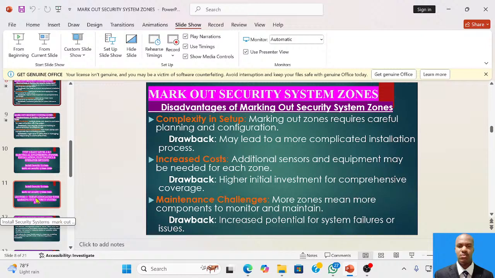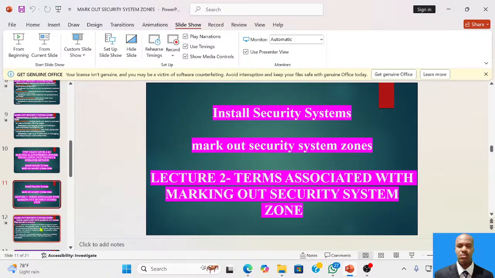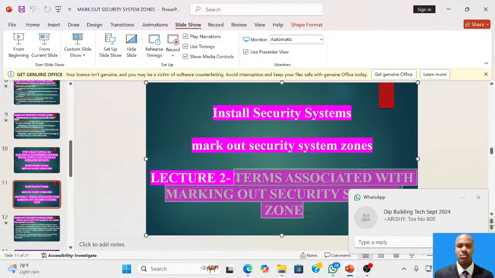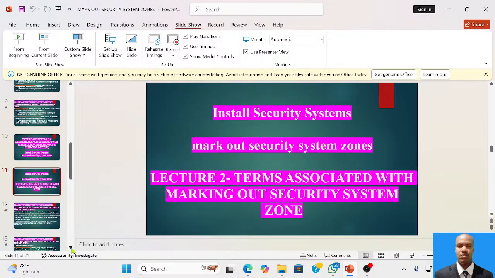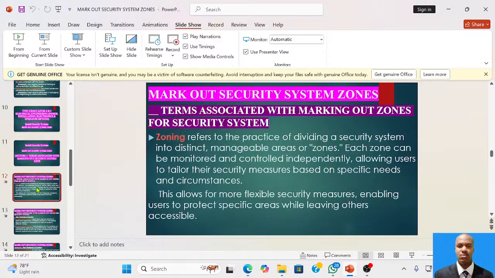And today I want us to continue and look at terms associated with marking out security system zones. We have term number one, we have the term zoning.